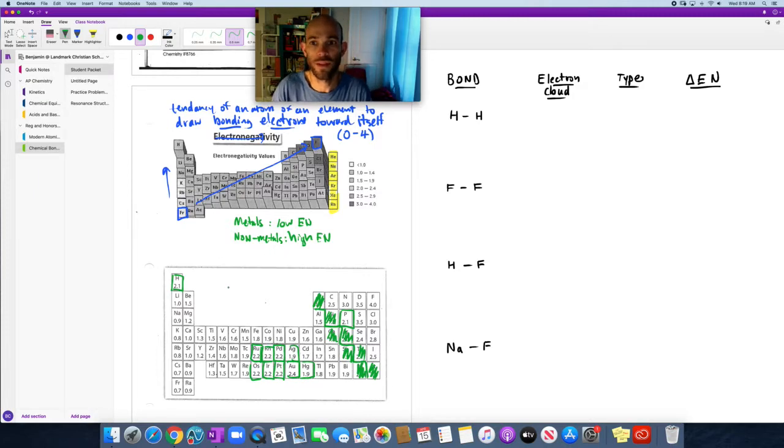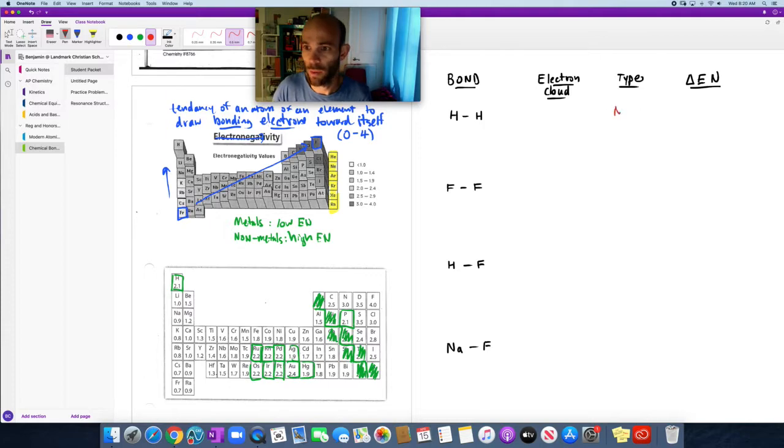Okay, so let's see what this has to do with the types of bonds that we've learned about. We've learned about covalent bonds. That's when atoms share electrons, and it turns out that covalent bonds have something important when we look at the electronegativity values of the atoms involved. So let's consider a hydrogen-hydrogen bond. This is like the Lewis structure for the hydrogen molecule, and this is a purely covalent bond. This is called a nonpolar covalent bond.